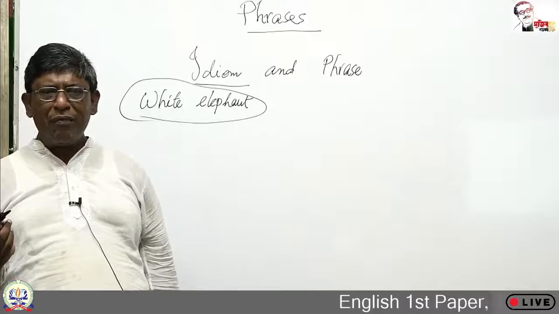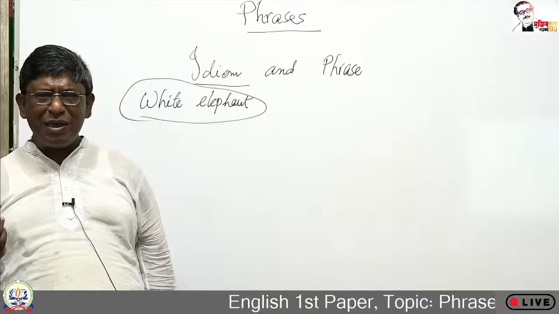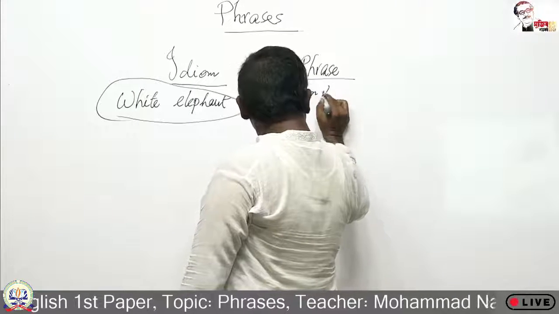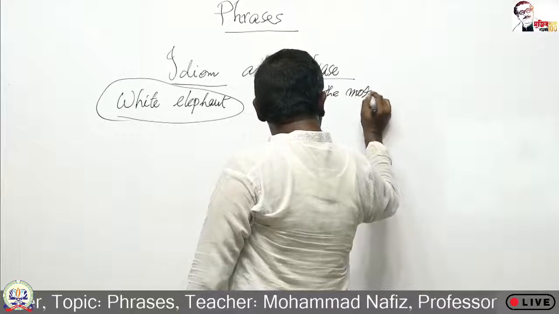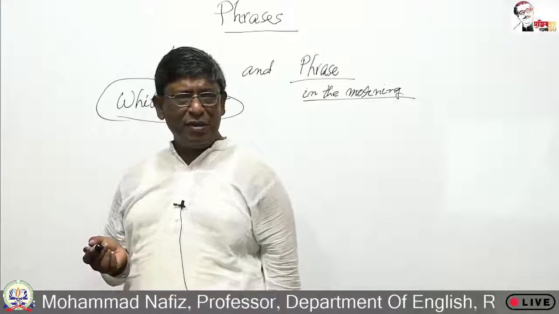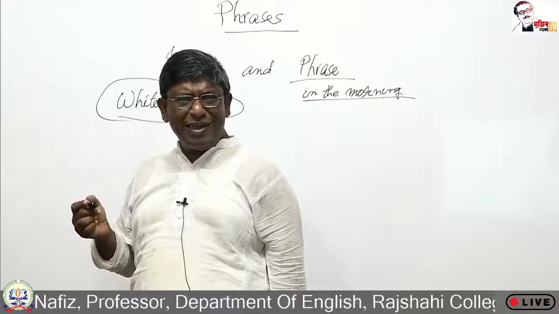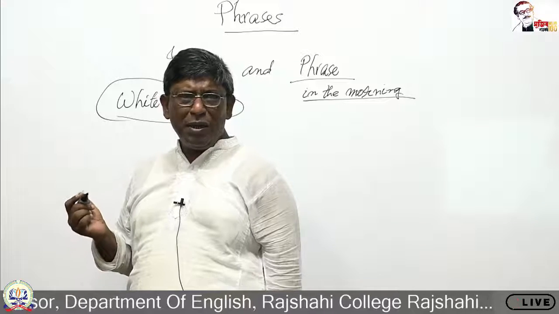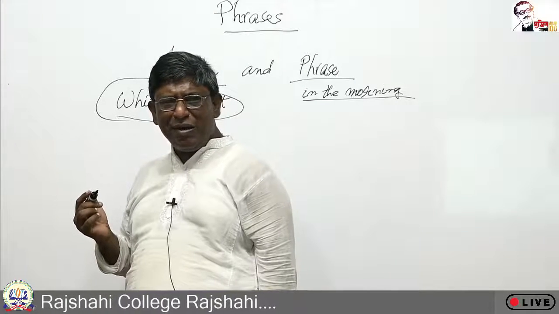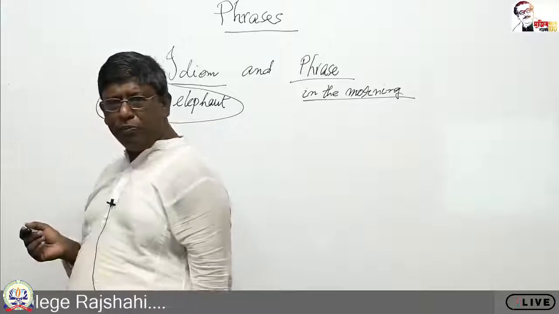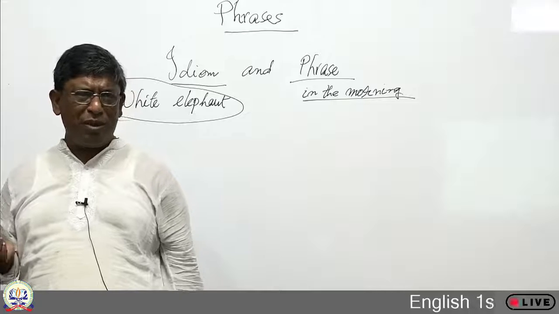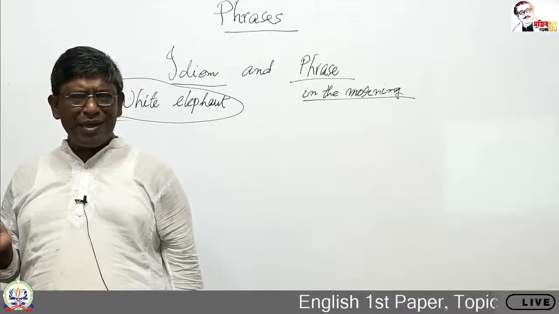And phrase. Phrase means a group of words making a unit in a sentence. For example, in the morning, the three words in, the and morning are making a single unit in a sentence. The preposition in, article the and noun morning are all together making a phrase or a unit in a sentence. In a sentence, we have a number of units, a number of items, whatever you may call it, and they all together make a sentence.